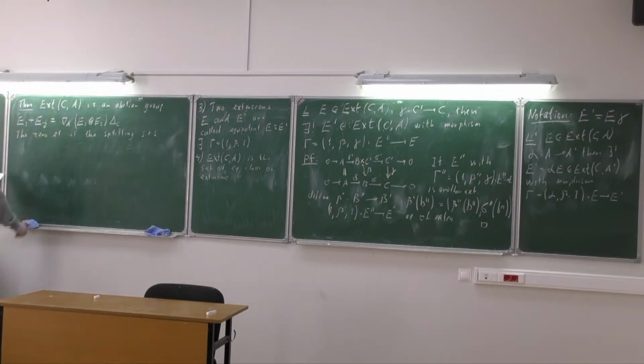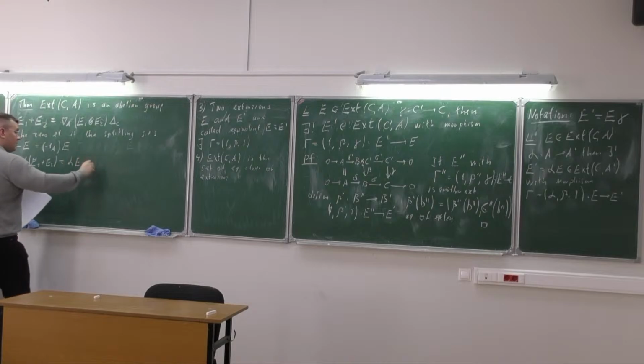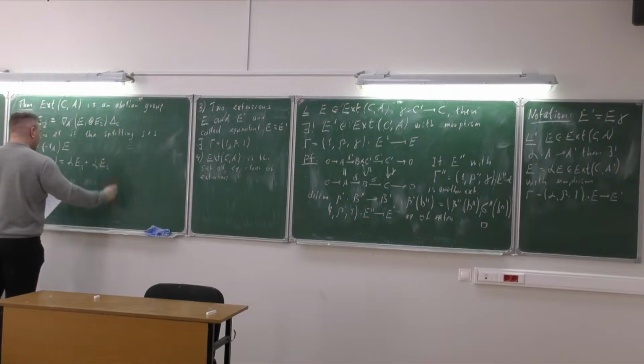Also, you can notice that you can write minus a short exact sequence, or minus an extension, as the product of the map minus 1 on the module A and the extension E. And finally, you have in these two formulas showing that you have some kind of distributivity. If you take a product of the alpha on the left and the sum of two extensions, you can open parentheses and write this as alpha E1 plus alpha E2.